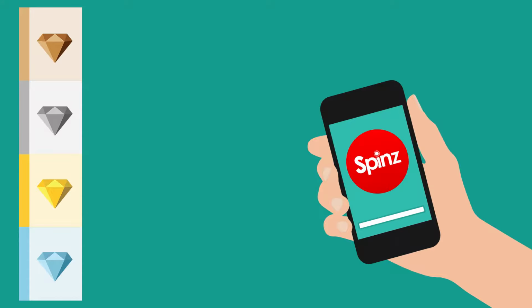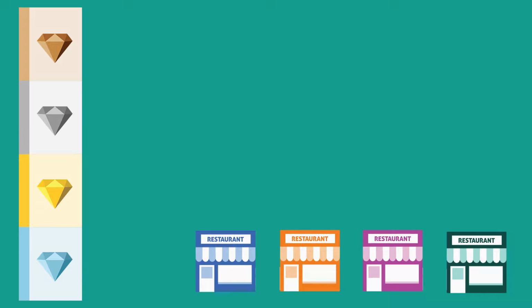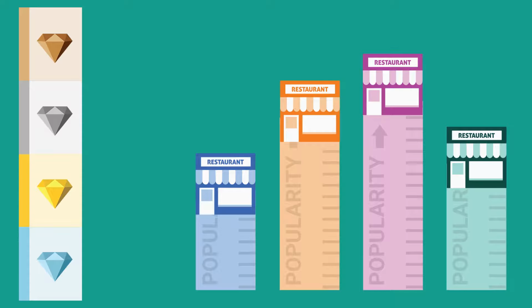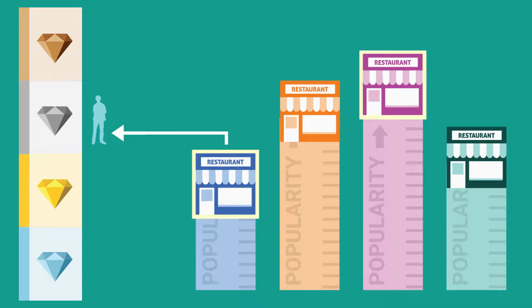So where do customers start on your restaurant Find scale? When a user first downloads the Spins app, we'll position them on your Find scale based on the popularity of your restaurant in the community. If you aren't really well known, they'll likely start on the infrequent portion of the scale. If you're a local favorite, they'll likely start on the upper end of the frequent portion of the scale.